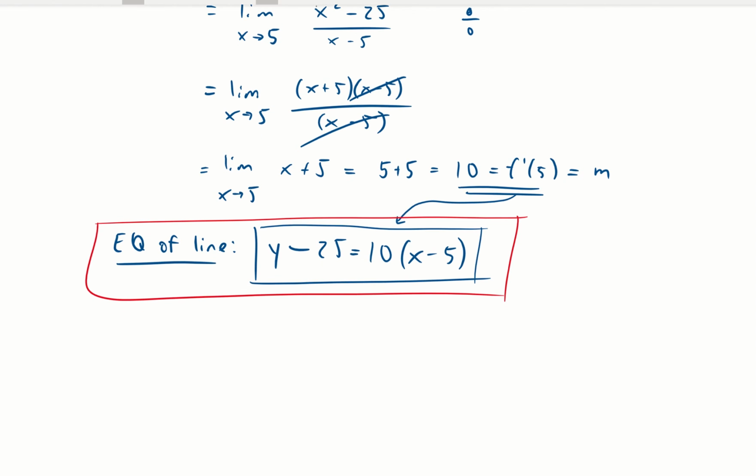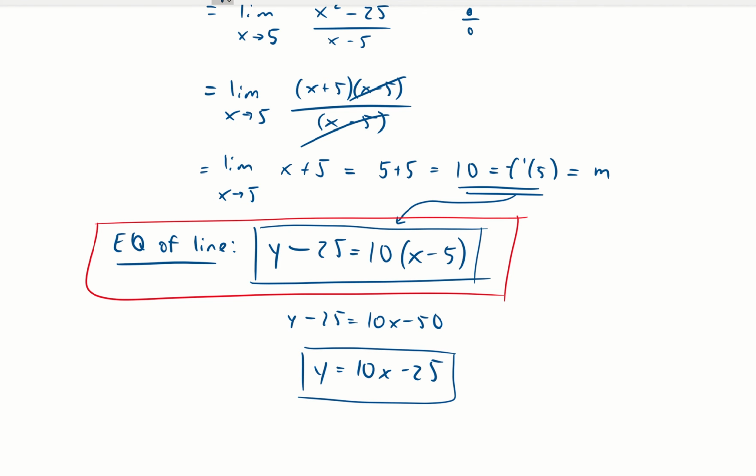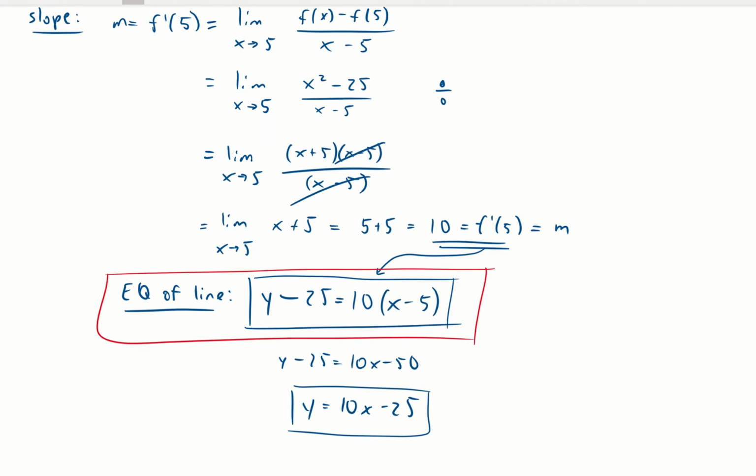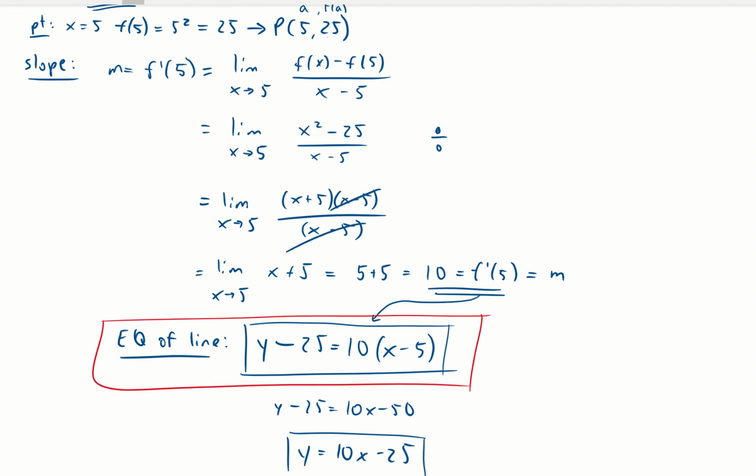You're welcome, if you'd like, to go ahead and simplify that down into slope-intercept form. We would distribute the 10, we get 10x minus 50. Add the 25 to both sides, y equals 10x minus 25. Both answers are completely correct. Neither is better. Both will receive full credit. But this is how we can use the derivative now to actually find the equation of a given tangent line. We use the definition of the derivative to compute the actual derivative value, which gives us the slope of the tangent line. Then we just use our regular point slope form of the line to write the equation.